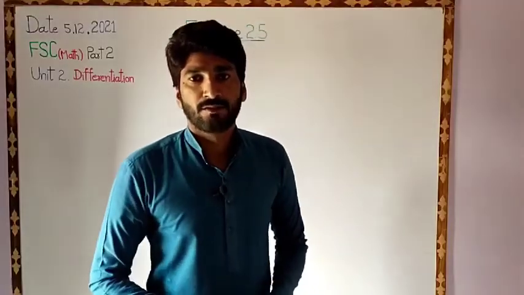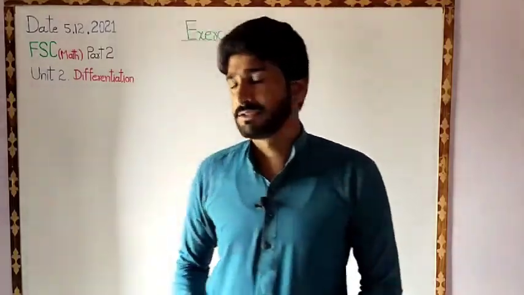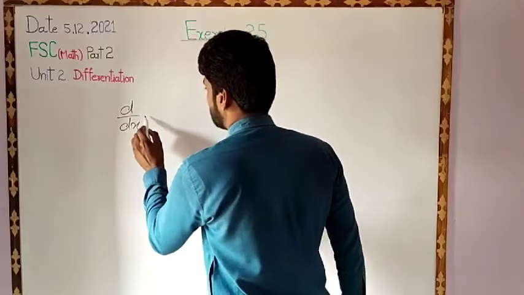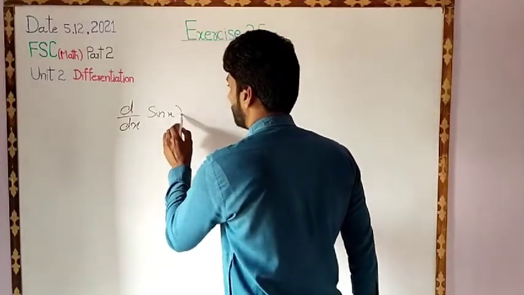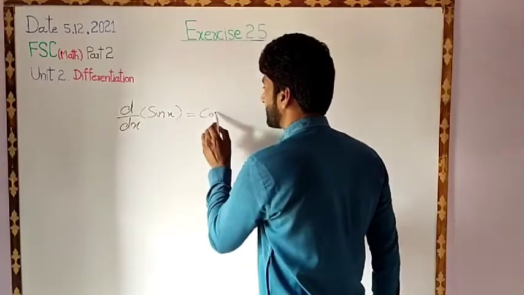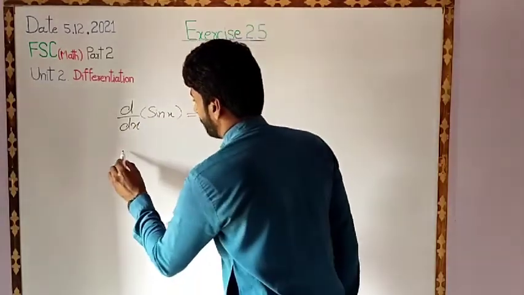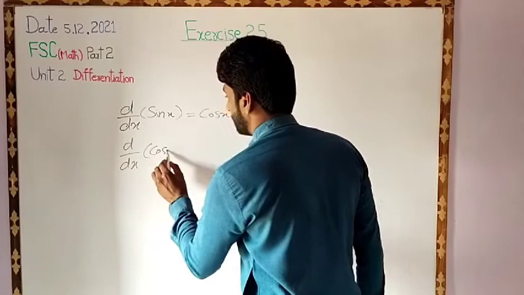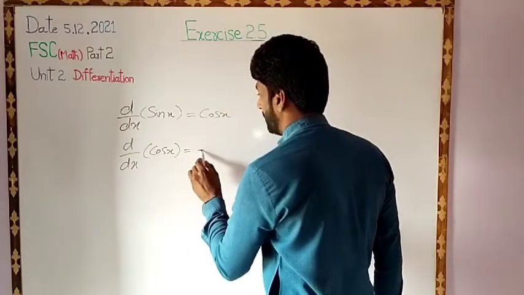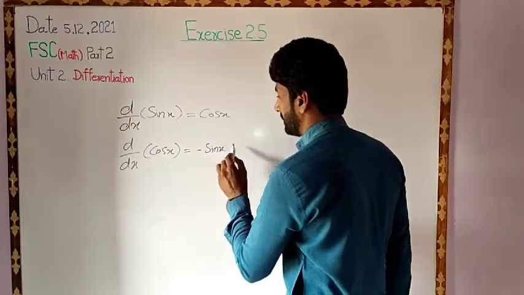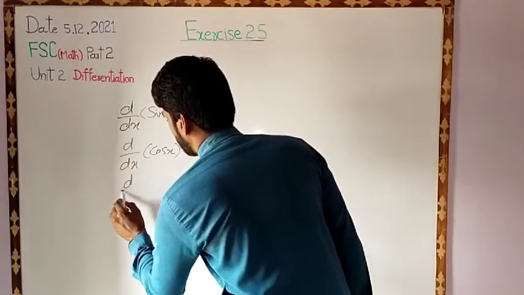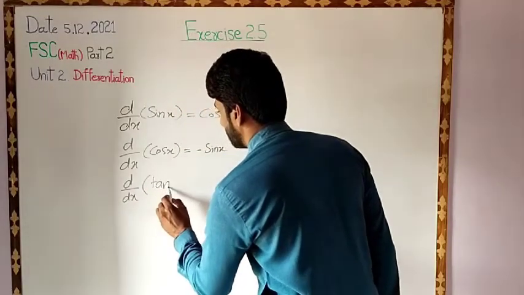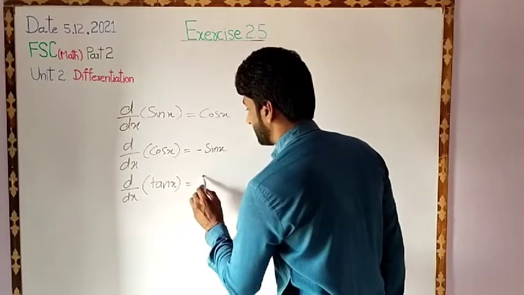In the previous lecture we proved the derivatives of some trigonometric functions: the derivative of sin x equals cos x, the derivative of cos x equals minus sin x, and the derivative of tan x equals secant square x.